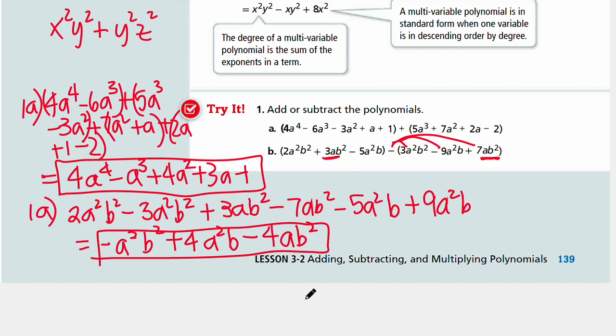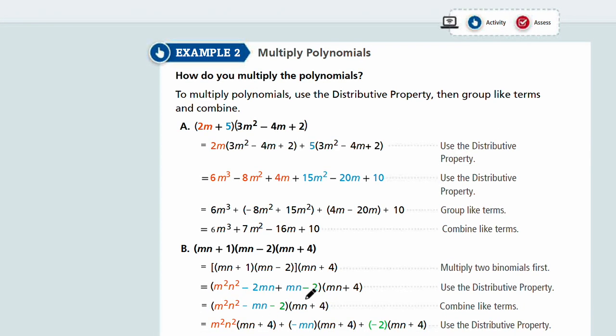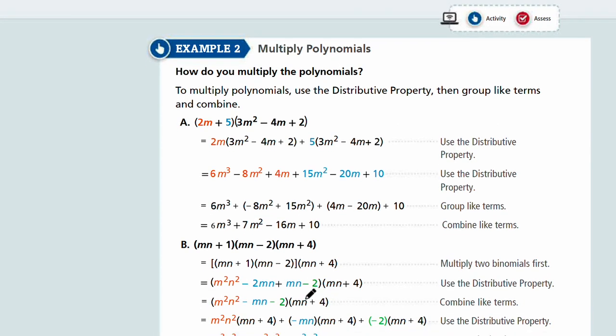Okay, that was try number 1 and example 1. Let's move on to example 2, multiply polynomials. How do you multiply the polynomials? In order to multiply them, you are going to use the distributive property. Then group like terms and combine.